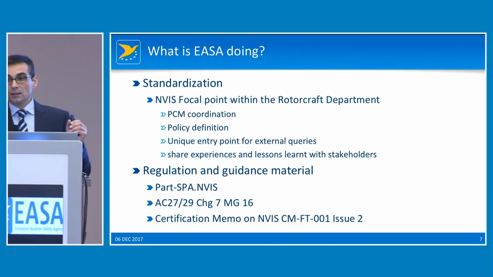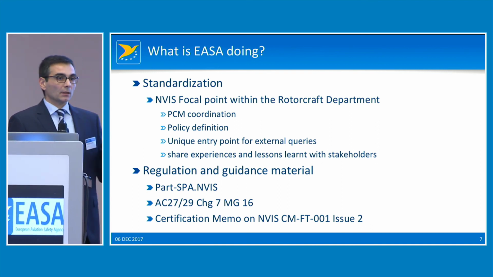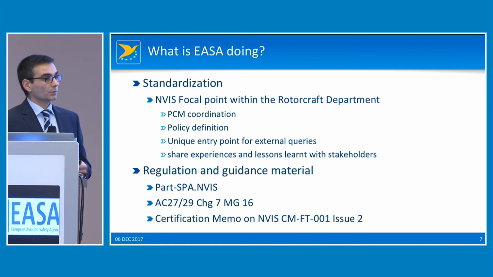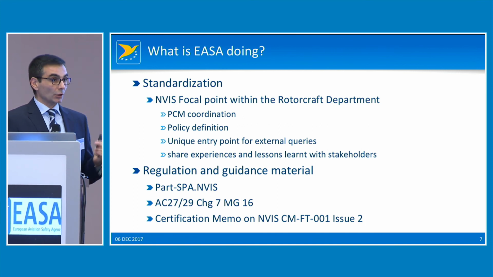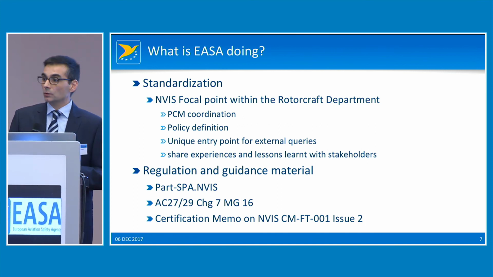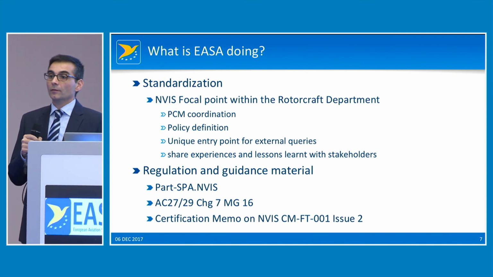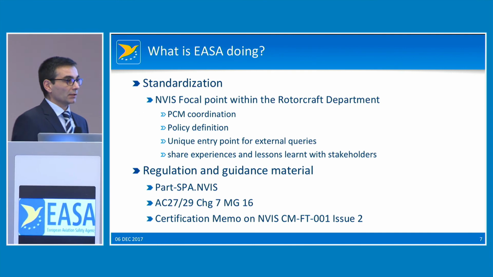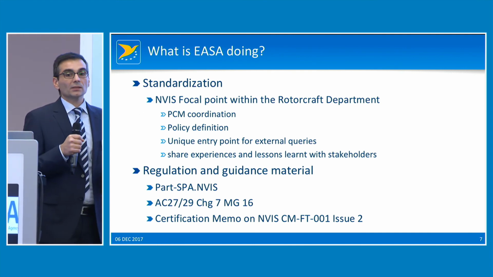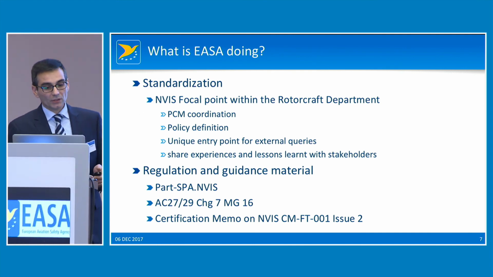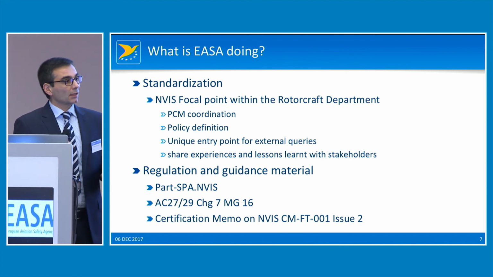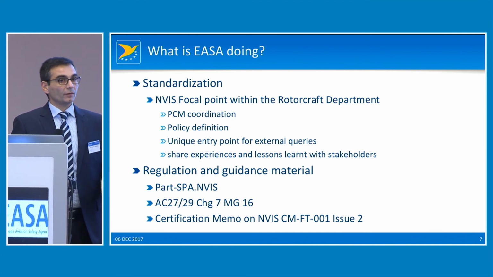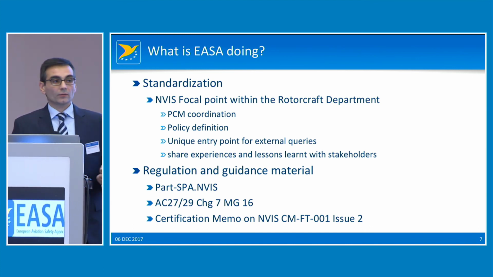Recently, the FAA has progressed after a certain number of talks with the EASA experts. They have published Change 7 of the AC 27 and 29, in which you can find the new MG16. I will talk to you about that later, because that's the newest guidance material that you can have from the FAA. And finally, as I said, the certification memorandum on NVIS Issue 2 has been published in final after consultation. Please go and read it.